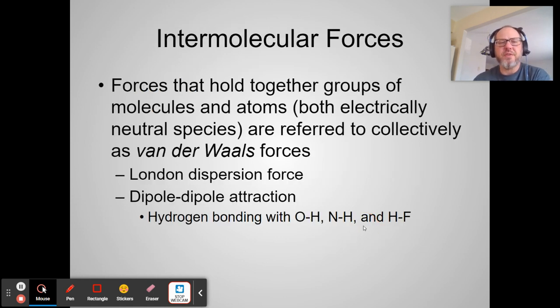So intermolecular forces hold the molecules together. They are collectively referred to as van der Waals forces. And these van der Waals forces come in two varieties. You have the London dispersion force and the dipole-dipole attraction. Now, there is a particularly strong dipole-dipole attraction between molecules that have OH, NH and HF bonds. And we'll talk about those specifically, but they are not different. They are dipole-dipole attractions, right? They're just particularly strong dipole-dipole attractions.